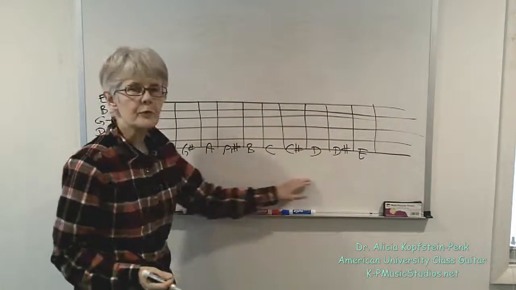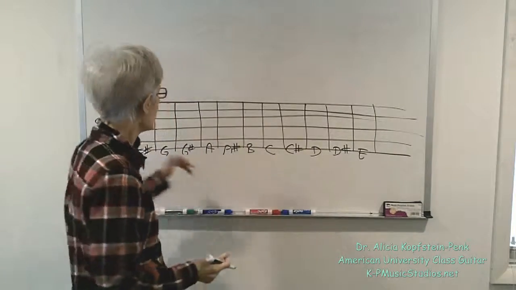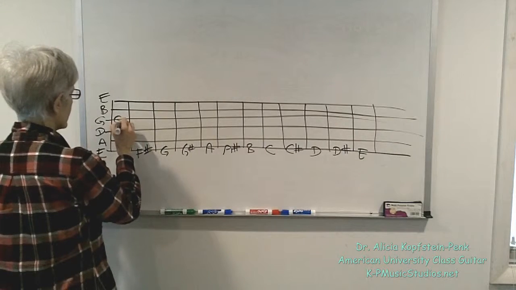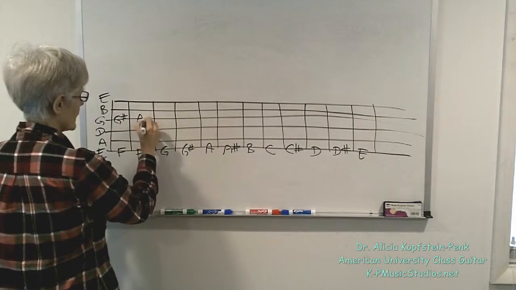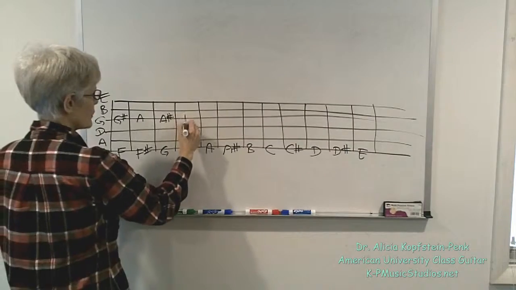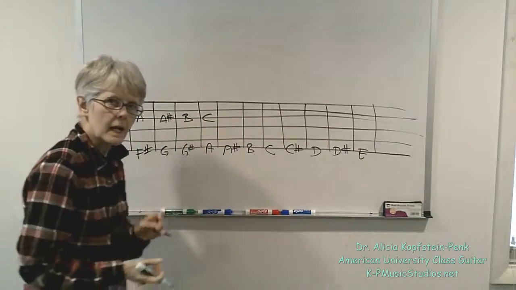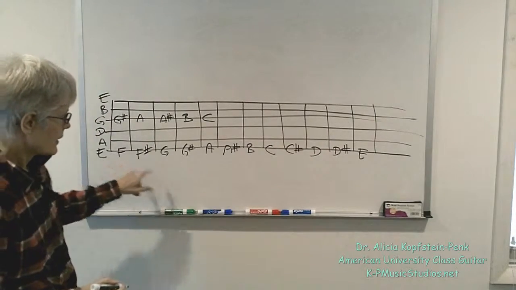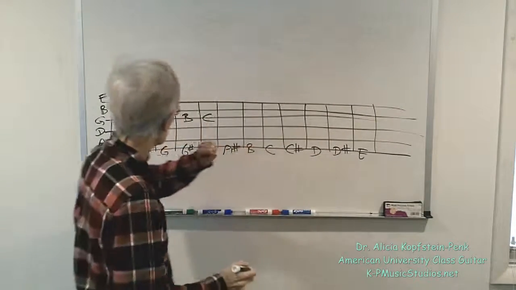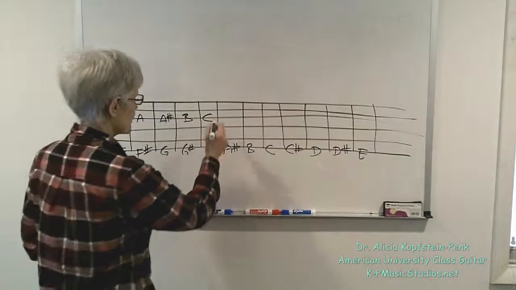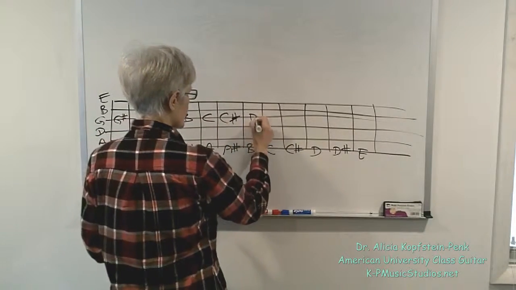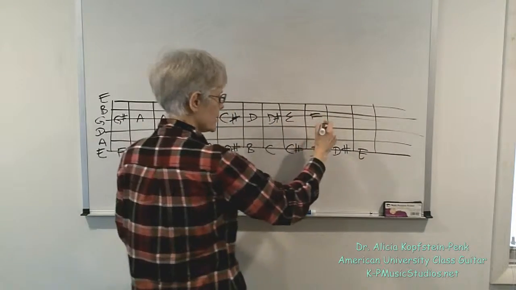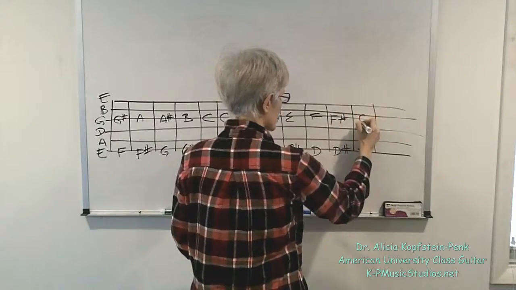I just did one string. You're supposed to do all strings. Okay, so let's take G. We have G, G sharp, A, A sharp, B directly to C. And this is one way of checking your work. When you look back, you should see E and F, and B and C are right next to each other. And here is our B and C, C sharp, D, D sharp, E, F. There's our E, F, F sharp, G.